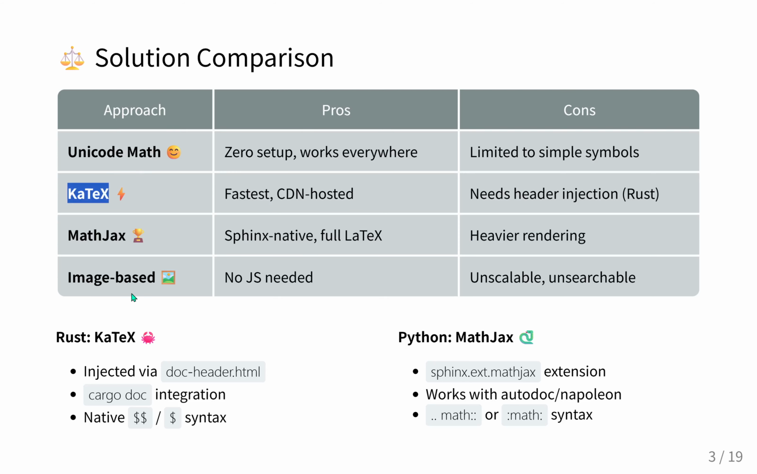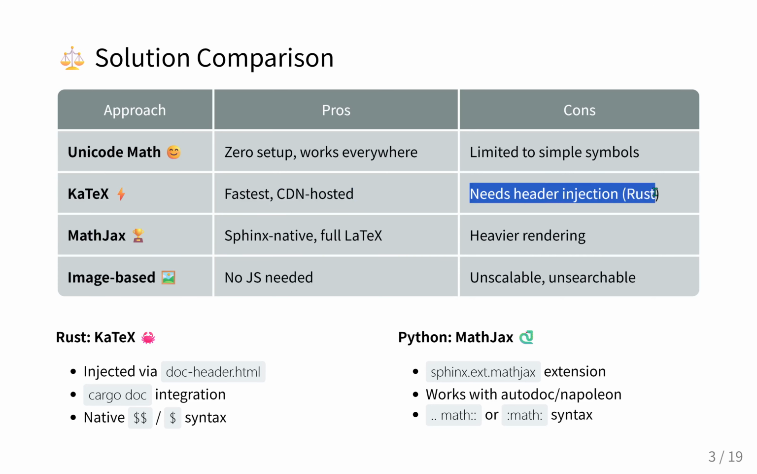The presentation notes that KaTeX is the fastest option. By far. Yeah, it is CDN hosted, meaning the rendering script is delivered incredibly quickly from a content delivery network, so the math appears almost instantly. But there is a massive catch. There always is. In Rust, utilizing KaTeX requires manual header injection. It is not just a simple toggle switch.